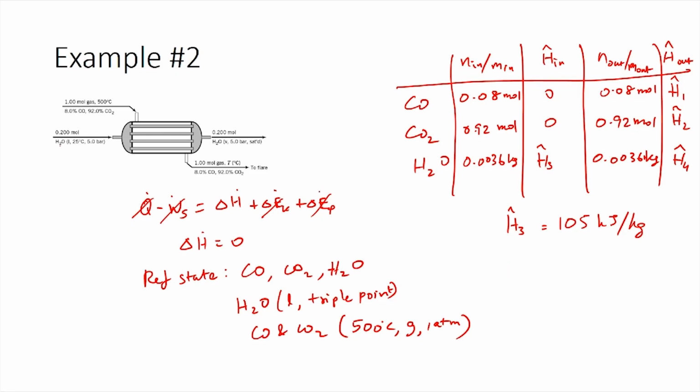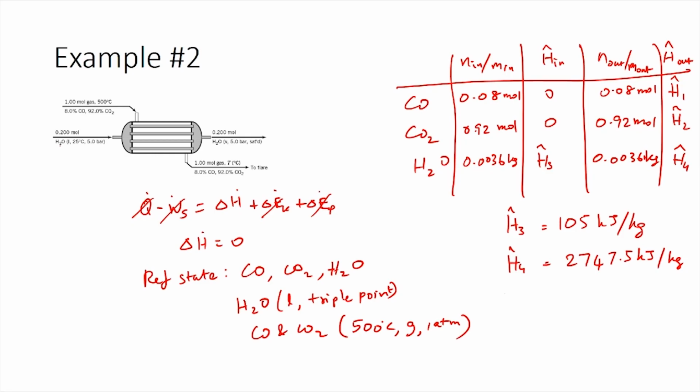H4 cap can again be looked up in steam tables, and this value is equal to 2747.5 kilojoules per kilogram. This is the enthalpy of saturated steam at 5 bar. Now that we have H3 cap and H4 cap, we can write polynomial expressions for H1 cap and H2 cap, which can then be substituted into the equation delta H dot equals 0 to calculate the value for temperature.